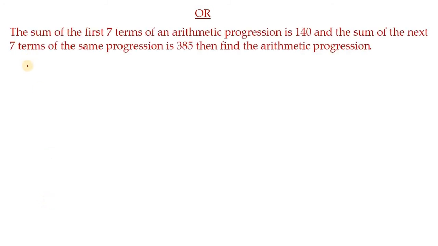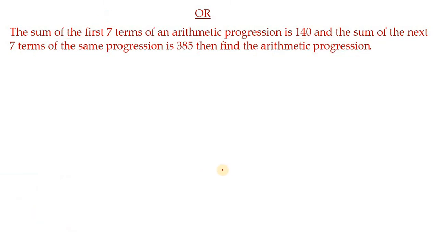So next let us move on to another problem. There is a choice question. The sum of the first 7 terms of an arithmetic progression is 140. First 7 terms, children, means A1 plus A2 plus A3 plus A4 plus A5 plus A6 plus A7 is 140. Next, the sum of the next 7 terms. Next 7 terms means A8, A9, A10, 11, 12, 13 and 14, is 385. What we have to do? We have to find the arithmetic progression.